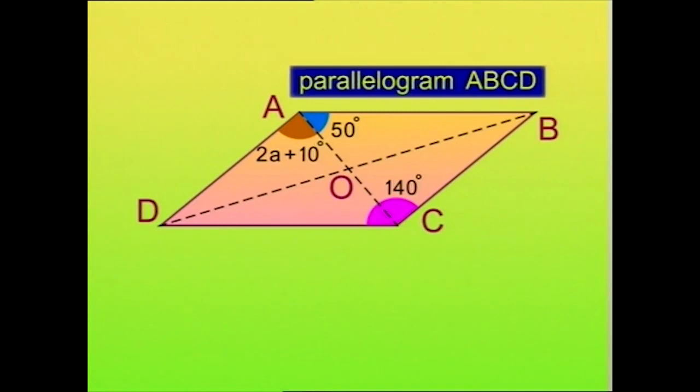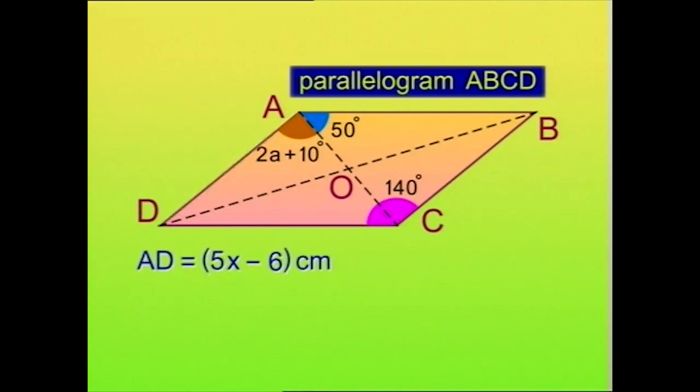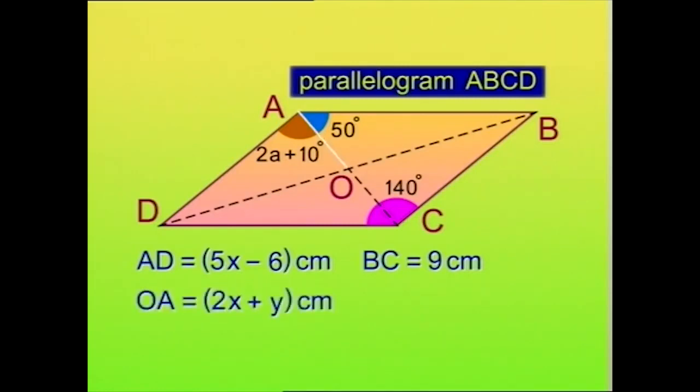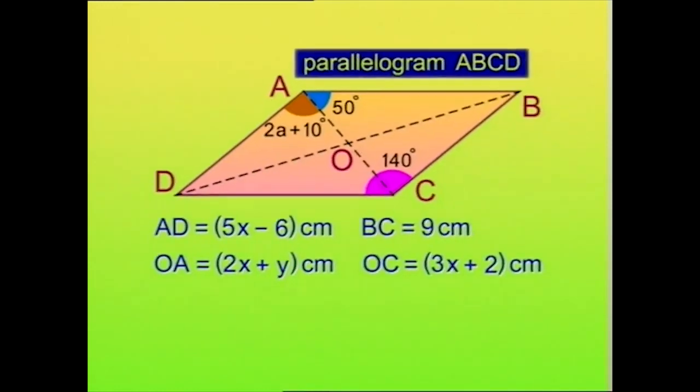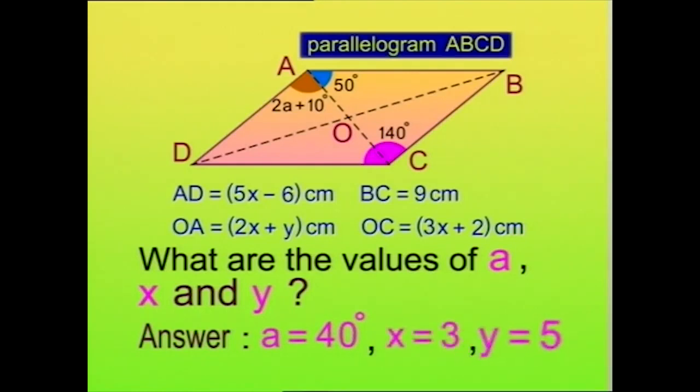For example, in this parallelogram ABCD, it's known that angle DAC equals 2a plus 10 degrees. Angle CAB equals 50 degrees. Angle DCB equals 140 degrees. Also, AD equals 5x minus 6 centimeters. BC equals 9 centimeters. OA equals 2x plus y centimeters. And OC equals 3x plus 2 centimeters. So what are the values of a, x, and y? The answer is a equals 40 degrees, x equals 3, and y equals 5.